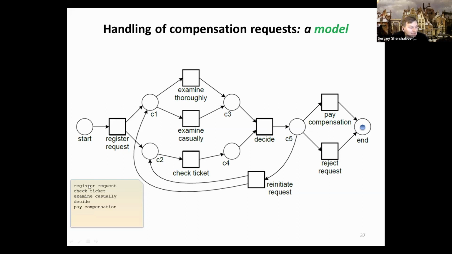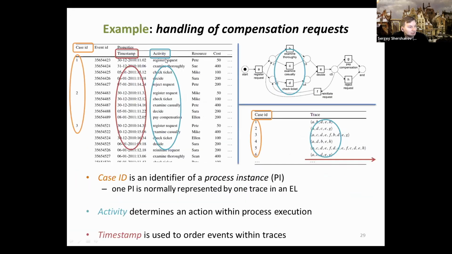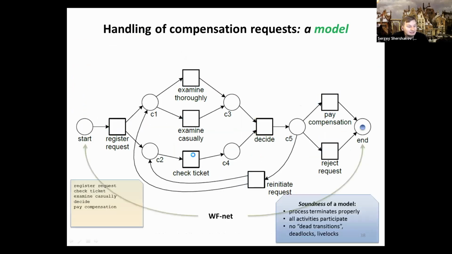So here we have these five events: register request, check ticket, examine casually, decide, pay compensation. And let us look back to our log, what we had here. So these five events, you see, are presented in our log.